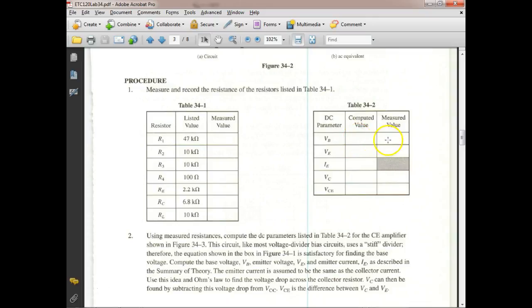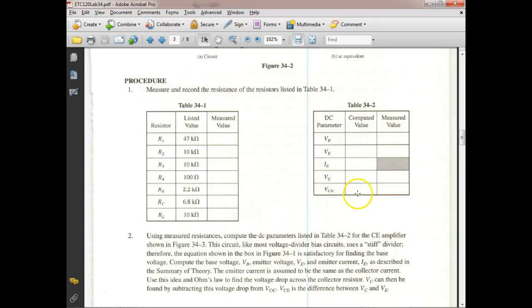1.75, and we measured 1.7-something, right? So for VE, we calculated 1.05, and we measured about that, right? And IE we calculated to be 477 microamps. And we didn't measure that because we computed it from a measurement. And then VC we calculated to be around 6.8 volts. We measured 6.6, yeah, 6.7.